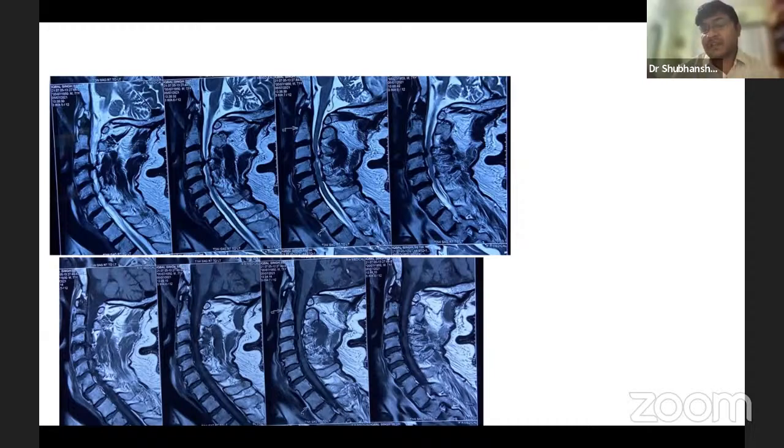Sir, since the level is C3, C4, we might need to go to C2, undercut C2. That might cause a post-operative kyphosis. To prevent that, we can do a stabilization. Or if there is any instability. For this patient, I don't think so. There is no instability in this. Instability based on? Flexion extension axis.